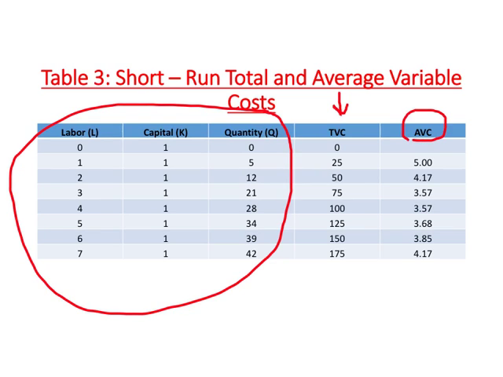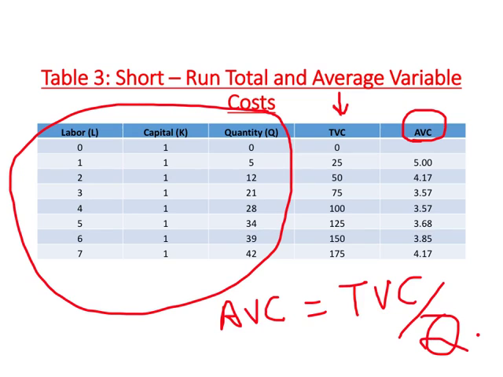In this column we have AVC, or average variable cost, and we already know AVC is total variable cost divided by quantity of output. So when the firm produces 5 units of output, how much does it cost you? 25. So what is the average variable cost of producing 1 unit of output? It will be 25 divided by 5, and that gives us $5. When the firm produces 12 units of output, the total variable cost is 50, and so 50 divided by 12 will give us 4.17.